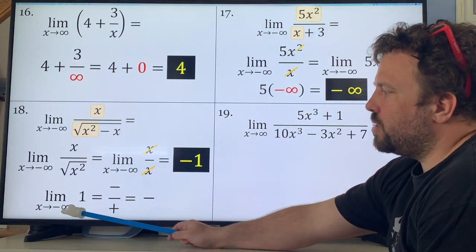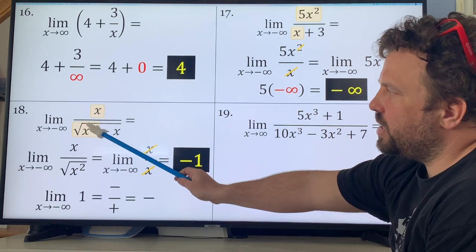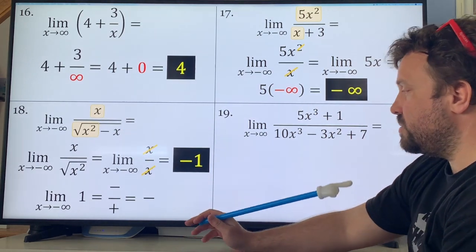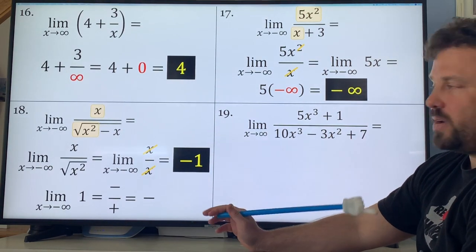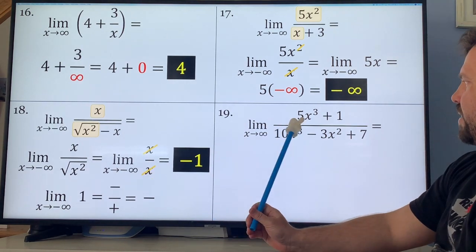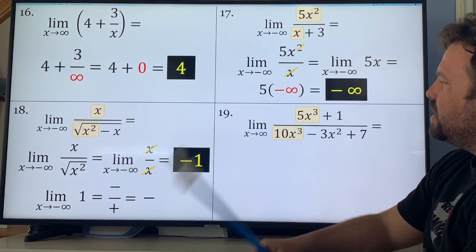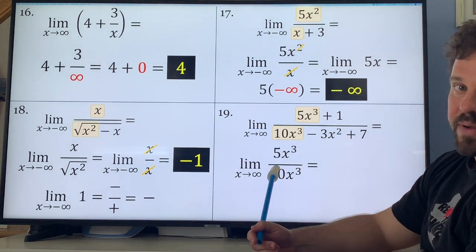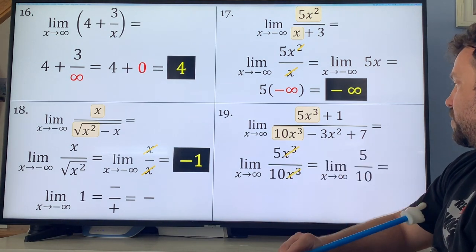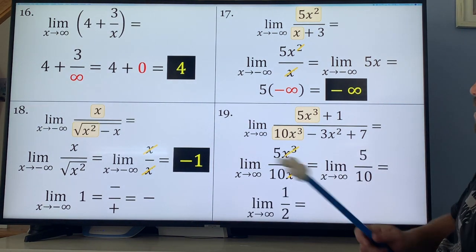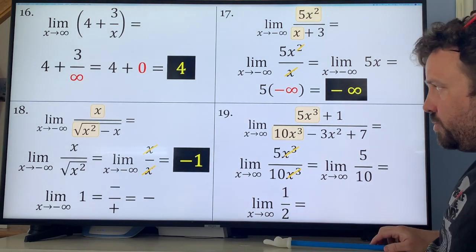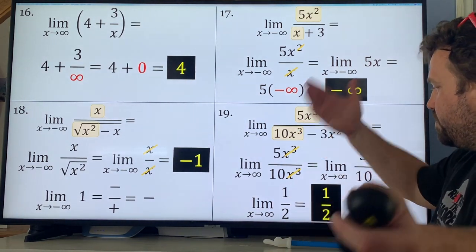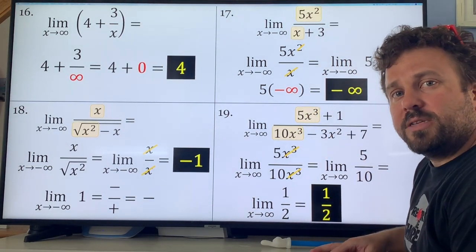All right. So always with negative infinity, check these things as well to make sure that you have the right sign. Trickiest one we have. And this last one's easy. 5x cubed, 10x cubed. 5 divided by 10 is 1/2. The x cubes go away. All right. So the limit of 1/2 is 1/2. Got it? That's all you really have to do.